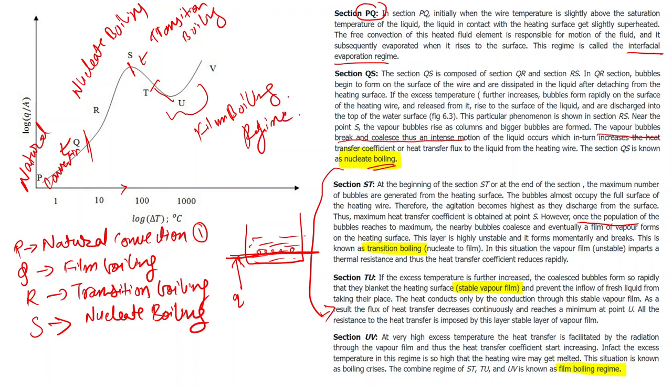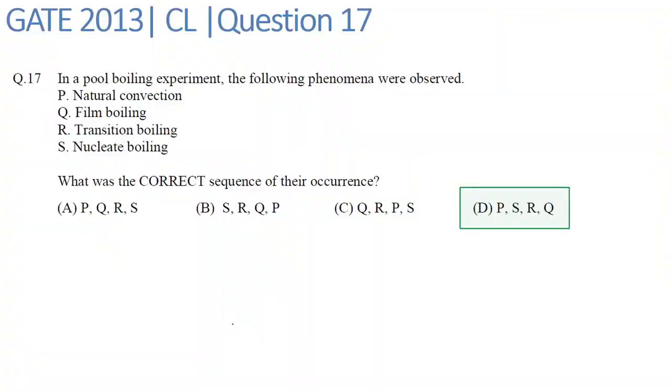So if you had to put all of this in order, first will be natural convection, the second is nucleate boiling, the third phenomenon in the sequence will be transition boiling, and the last one is film boiling, the fourth. So the order in which these phenomena will occur will be P, S, R and Q. Now from the given options we can select option D, that corresponds to P, S, R and Q.